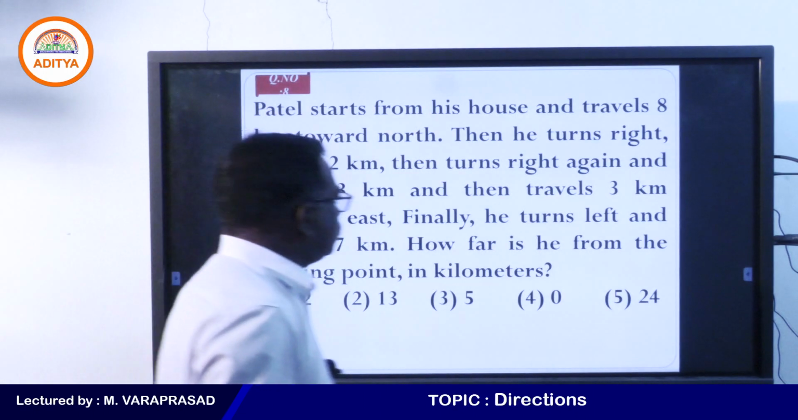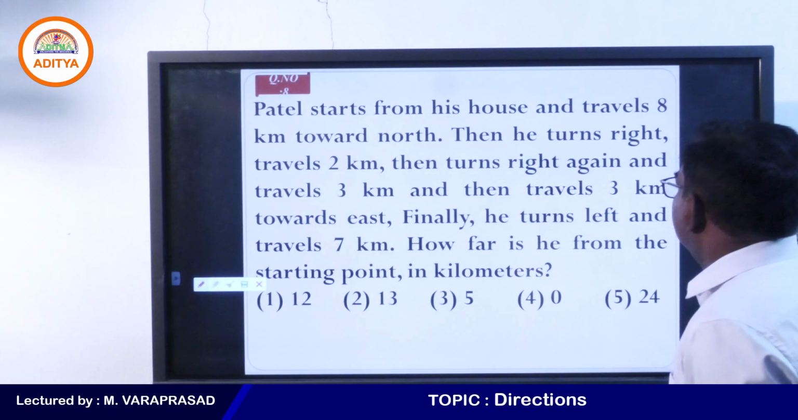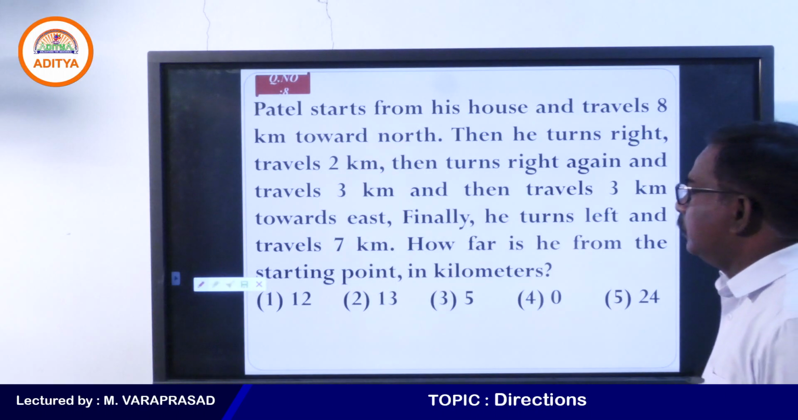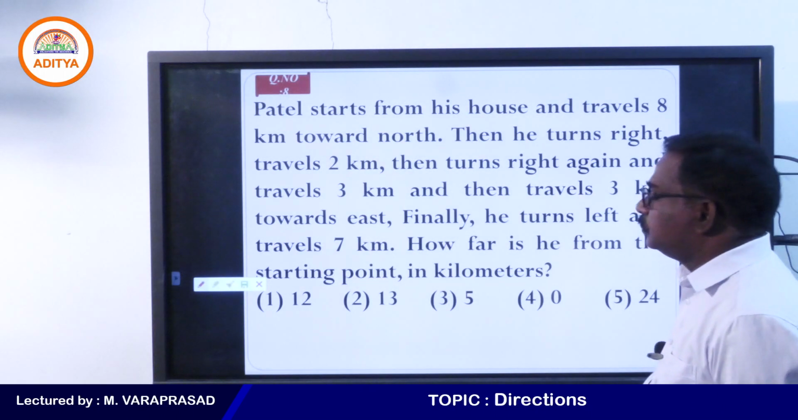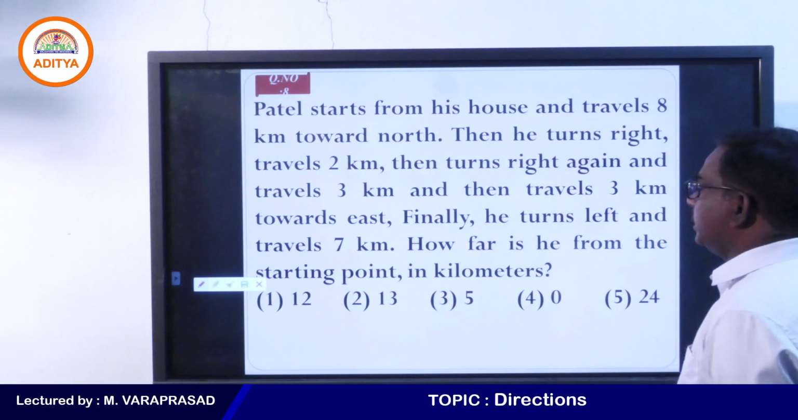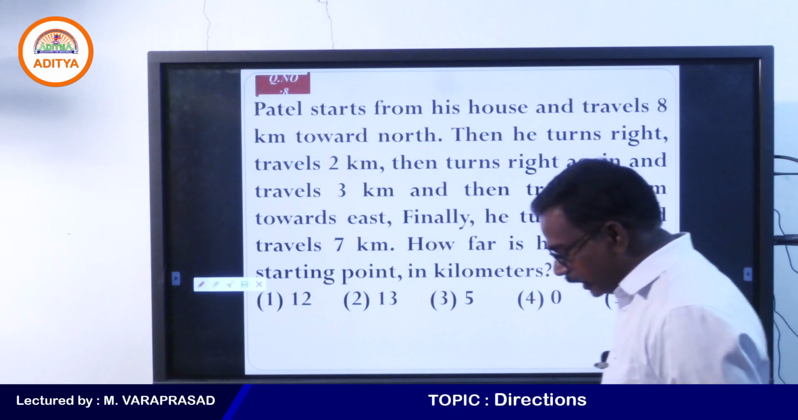Patel starts from his house and travels 8 kilometers towards north, then he turns right, travels 2 kilometers, then he turns right, again travels 3 kilometers and then travels 3 kilometers towards east. Finally, he turns left and travels 7 kilometers. How far is he from the starting point in kilometers?